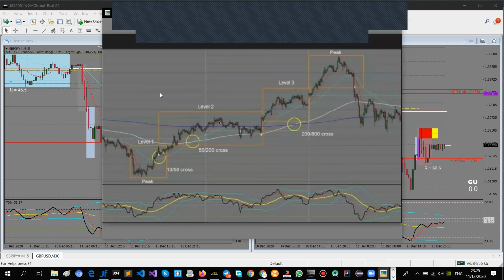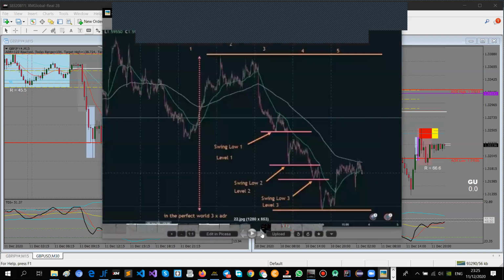The first one, the fifth one, is using lower lows and higher highs. That's using swing lows and swing highs to count levels. It works. Let me show you.